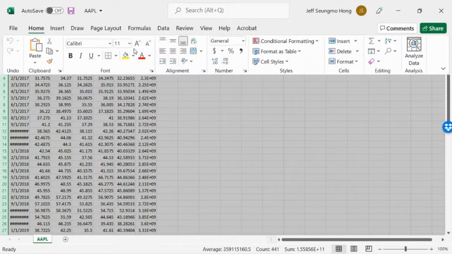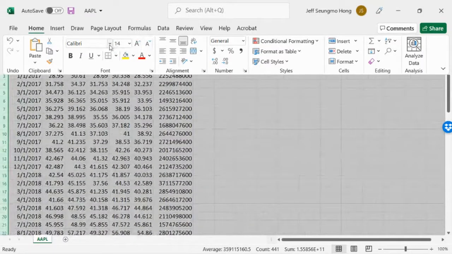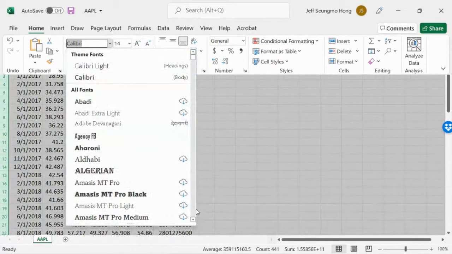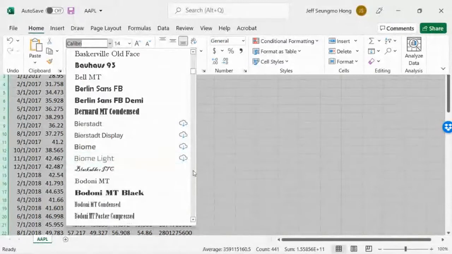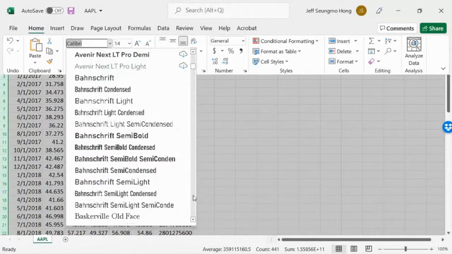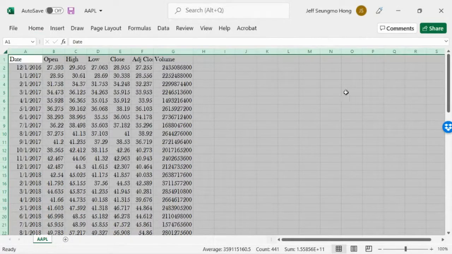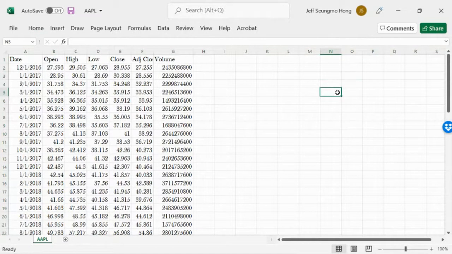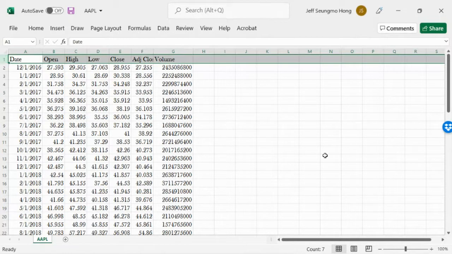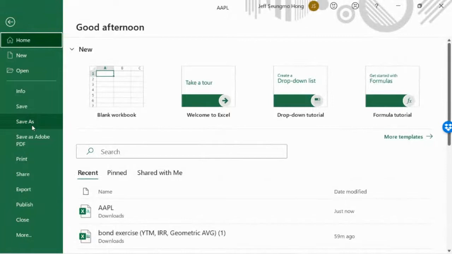So then I will increase the font to something like 14. Change the font face to something more appealing. I don't like that, because this makes me bored very easily. The default font already turns me off. I don't want to work with that data. So once you have processed the data to this level, that's fine. We'll just save it first, before you lose the thing.